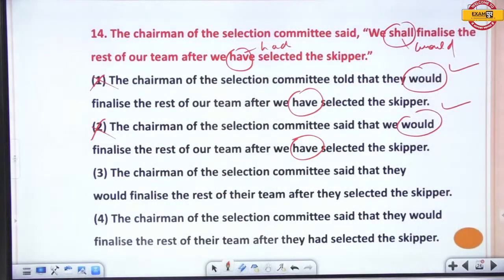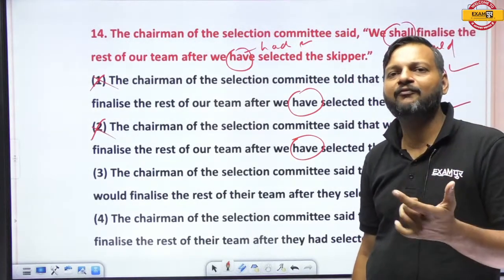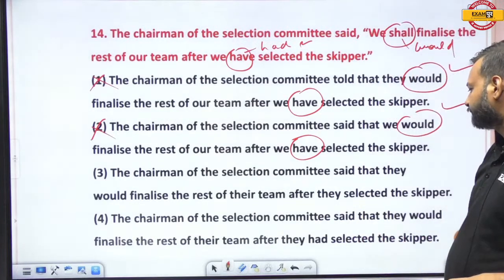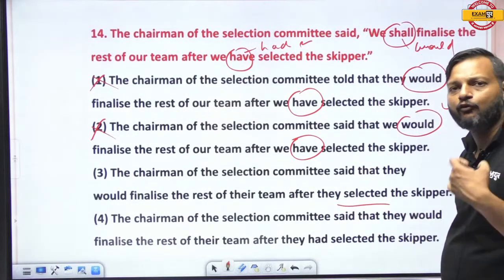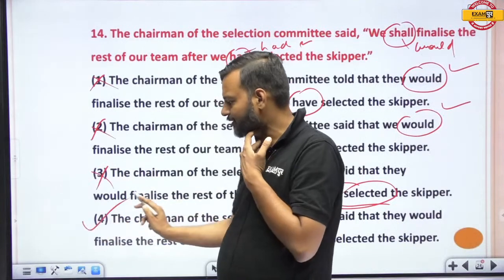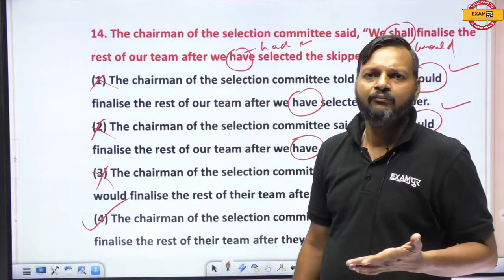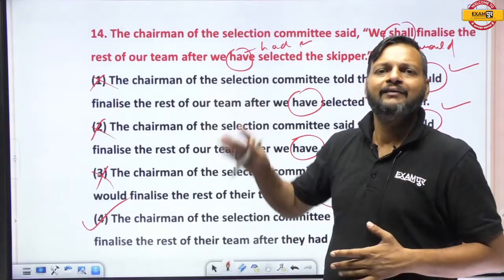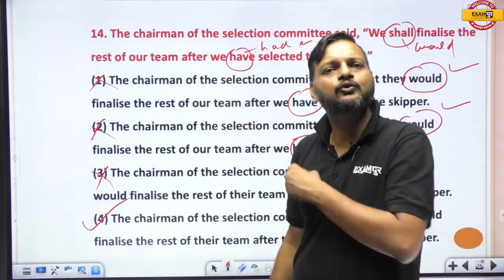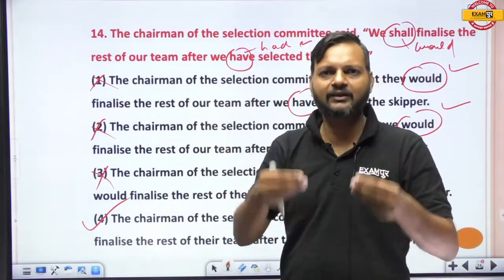In the third sentence, the chairman of the selection committee said that they would finalize the rest of their team after they selected. So you had to look for had. Have selected is present perfect, that should be changed into past perfect, which is had. Here we have past indefinite, but you have to look for the past perfect, so eliminate this as well. The correct answer is 4. Now you don't even need to read the fourth option, because if you are sure that options 1, 2 and 3 are wrong, the fourth option is automatically the right answer.